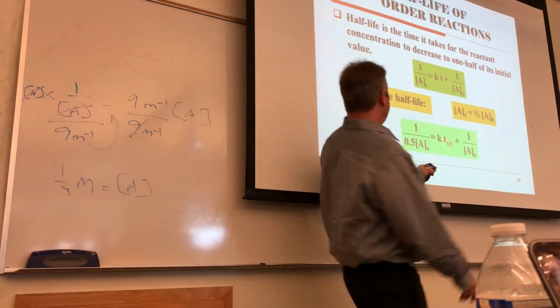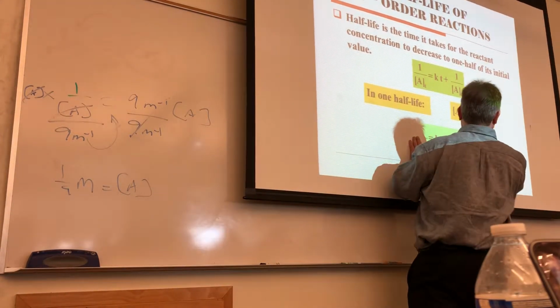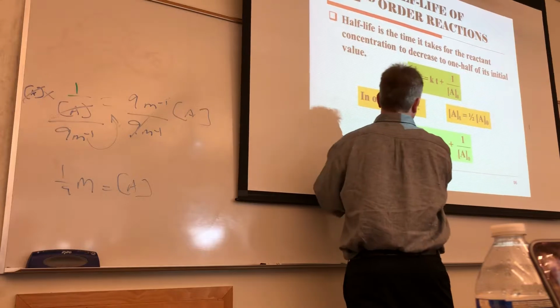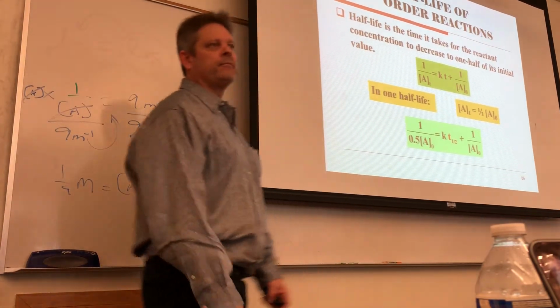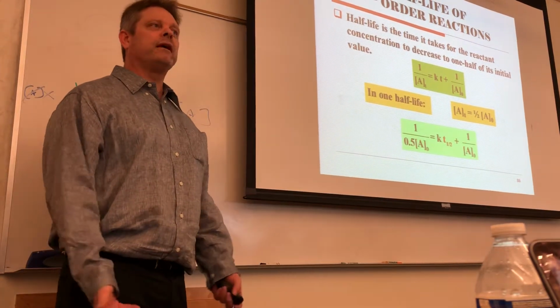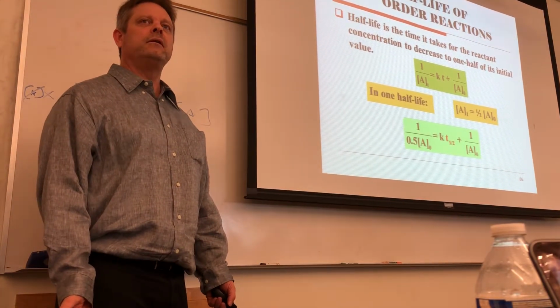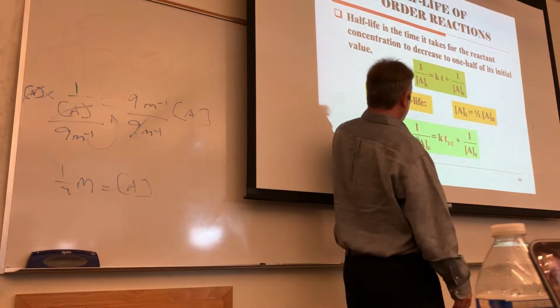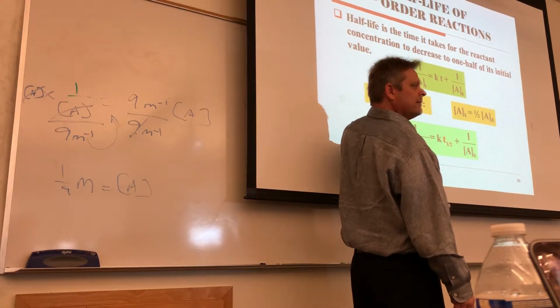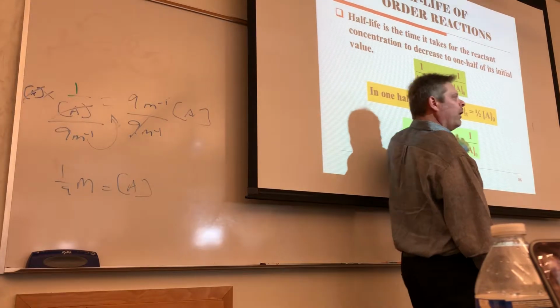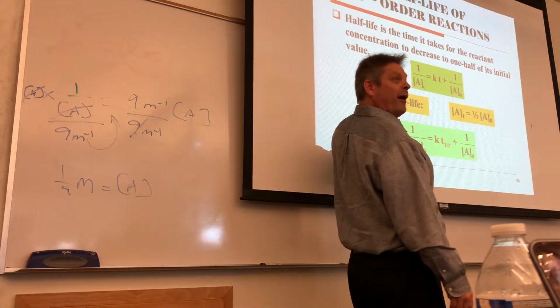If I subtract this from this side, that becomes 0 here. And if I subtract it from here, what am I left with over here? This 1 over the initial concentration, right? 1 divided by 0.5 is what? 2. Yes, and I'm subtracting 1, I'm left with 1, right?